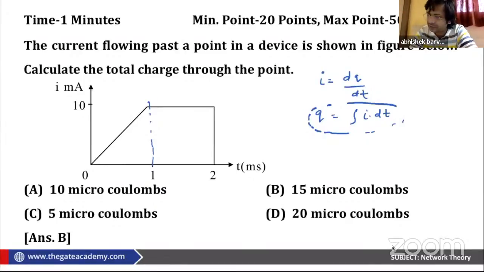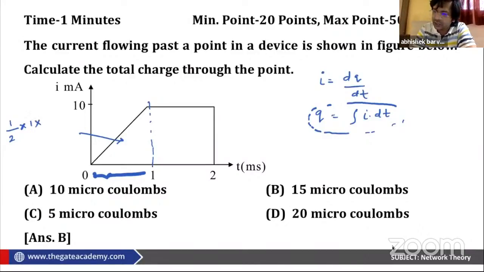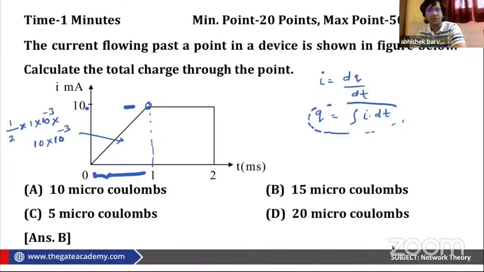Okay, so let me go for it. Half into base. Come on, what is base? This is the base. As you can see, the length of this is 1, but it's not just 1, it is 1 millisecond. So it is 1 into 10 to the power minus 3, correct? Into height, guys. And what is the height? You have to observe over here. The height is 10, but it's not just 10, it is 10 milliampere. So it is 10 to the power minus 3. I'm sure you understood that.